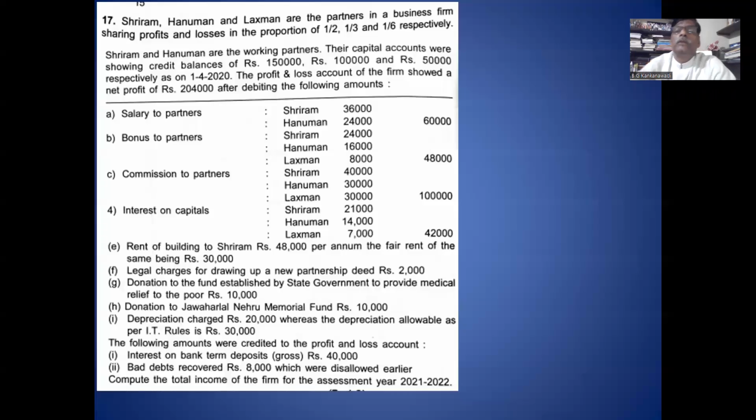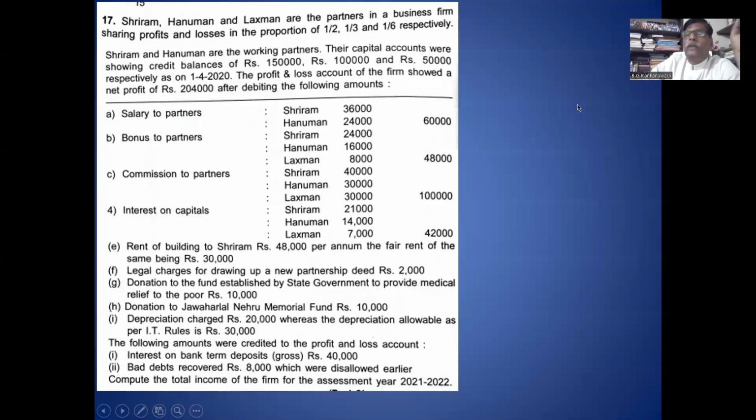So what is the total capital of the firm? Total capital of the firm is 1,50,000 plus 1 lakh plus 50,000, which is 3 lakh. This capital is at the beginning of the year, 1/4/2020. The P&L account of the firm showed a net profit of rupees 2,04,000.